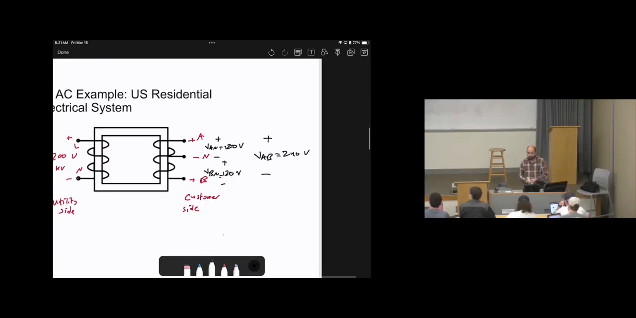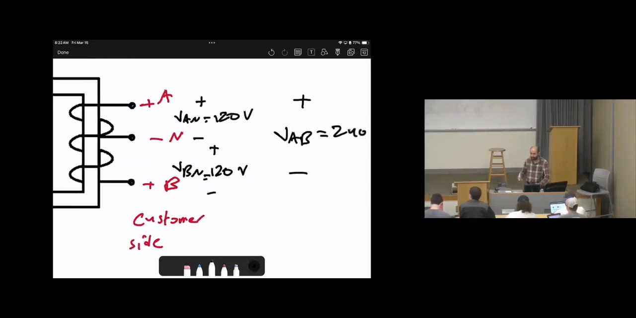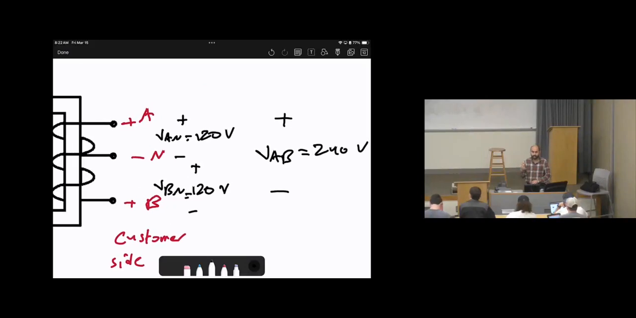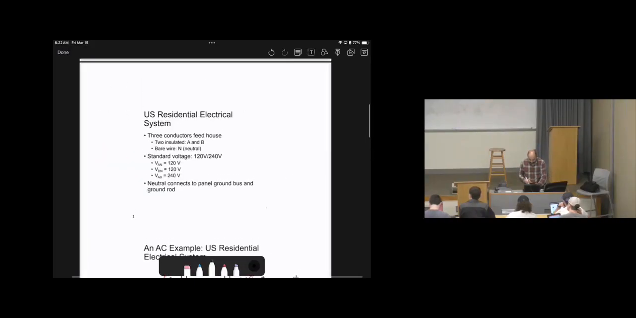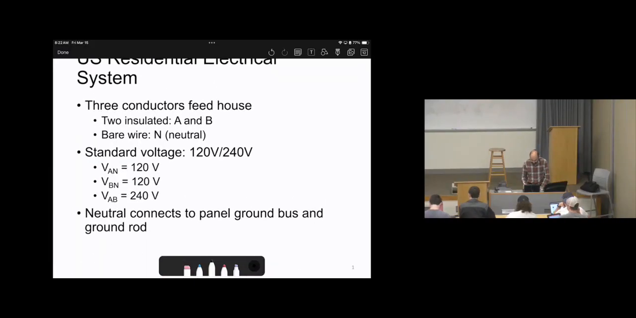Now let's focus more on what will happen in your home. So based on that, in the customer side, there are three conductors, two live and one neutral, right? Or two live and one for returning. So we have three conductors, two live, A and B, and one neutral.